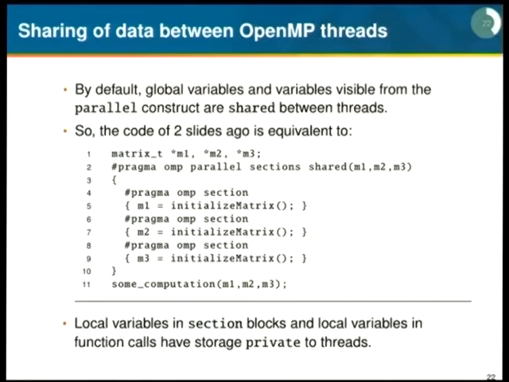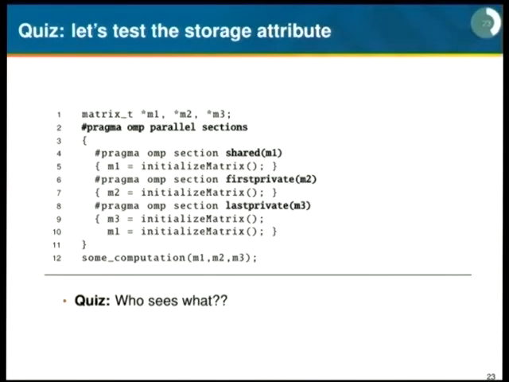Let's try to put this into use. So this is the default. I put a shared here, which really doesn't make much sense because shared is the implied default. So let's make it harder. I still have my three matrix pointers. I'm still going to initialize them, but now I have a shared here, a firstprivate here, and a lastprivate there. What is my outcome? Let's start with M3. Okay, M3. Who dares? What happens to M3?